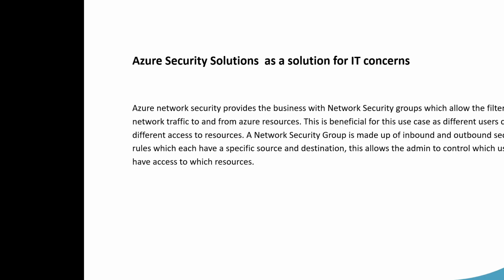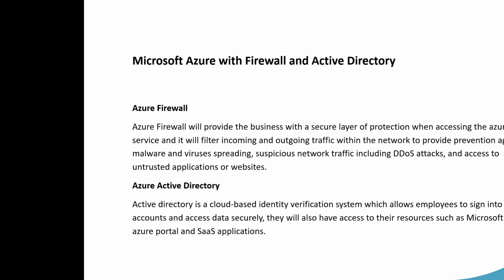Azure Network Security provides the business with network security groups which allow the filtering of network traffic to and from Azure resources. This is beneficial for this use case as different users can have different access to resources. A network security group is made up of inbound and outbound security rules which each have a specific source and destination. This allows the admin to control which users have access to which resources.